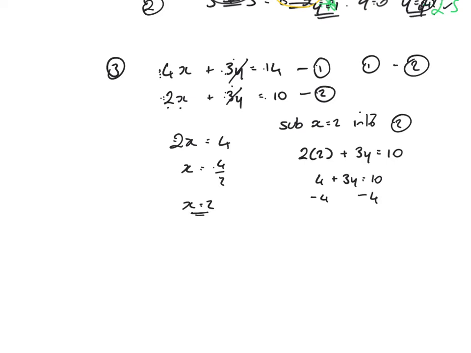4 off of both sides. And I'll have 3y is equal to 6. Bring 3 down, divide. y equals 6 divided by 3. And y is equal to 2. Final answer, x equals 2, y equals 2.